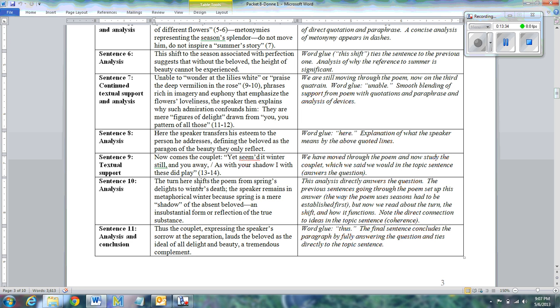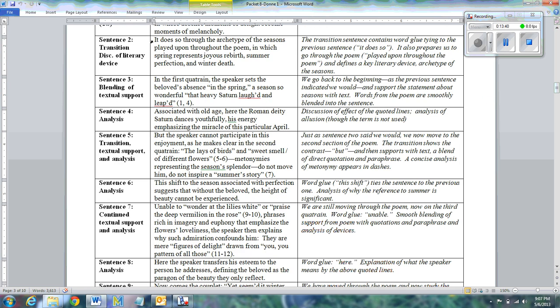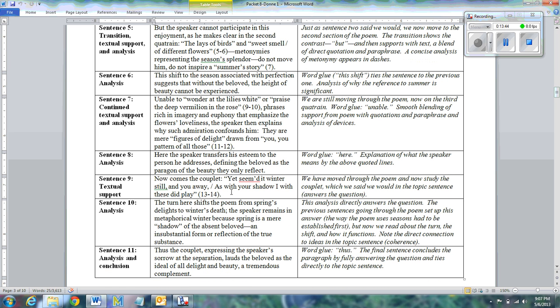And remember how I was talking about archetypes in the very beginning? Excuse me, let me get that sentence on the screen. Right here, the archetype of the seasons. I'm pulling that together now in this sentence of analysis. The turn here shifts the poem from the spring's delights to winter's death. The speaker remains in metaphorical winter. See, I'm explaining how winter works there as a metaphor.